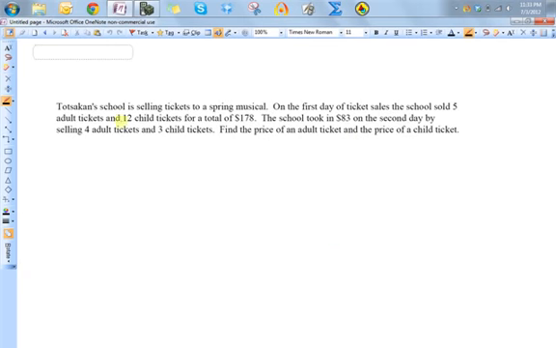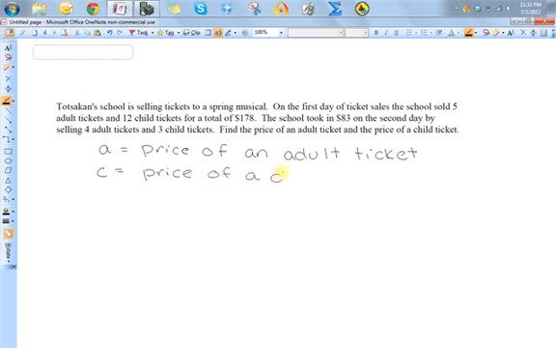Okay. Here we have a school that's selling tickets, and we're trying to determine from this data what the price of an adult ticket and what the price of a child ticket is. So what I'm going to do is let A equal the price of an adult ticket, and C will be the price of a child ticket.